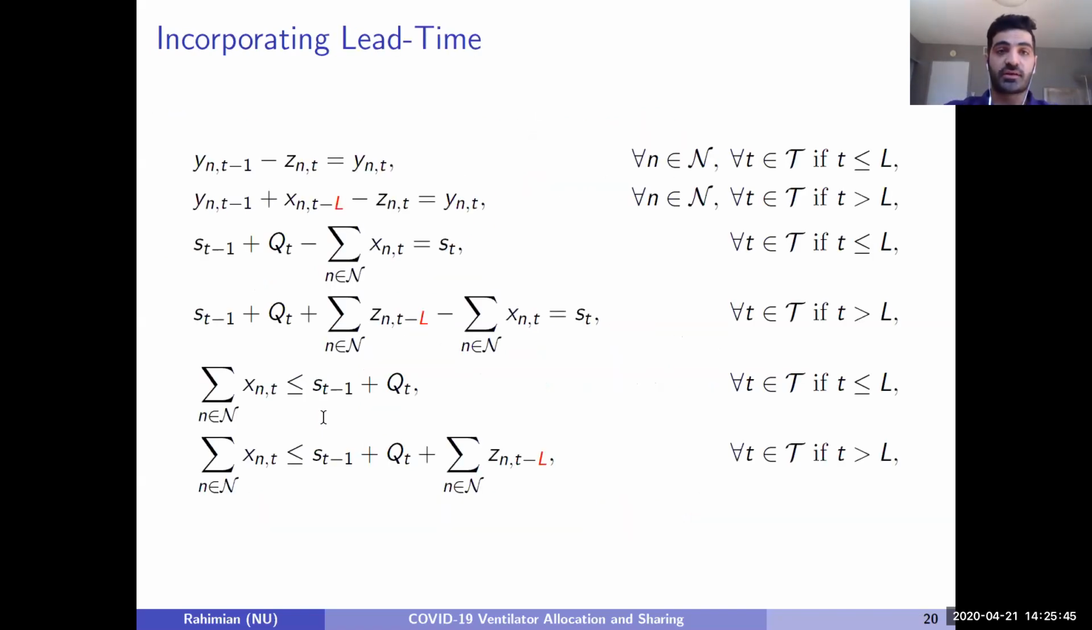We have also considered other factors in the model. You might think of considering lead times, whether what you have sent to some entity will be available sometime later. That's captured through this parameter L. It will make some changes to the earlier constraint that I explained.